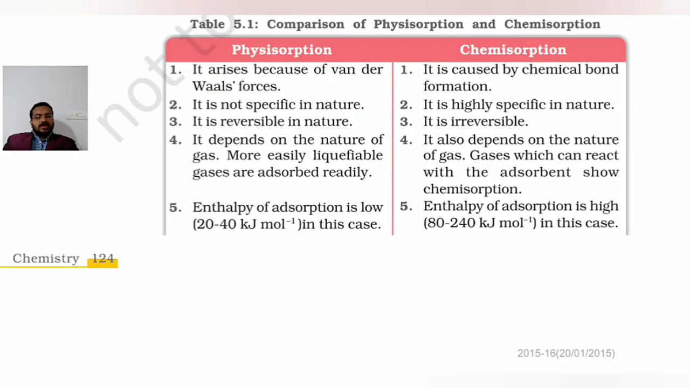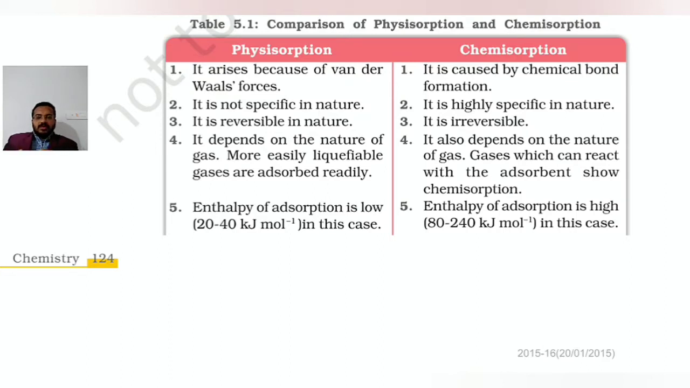Highly liquefiable gas will be readily adsorbed. What about chemisorption? Chemisorption also depends upon the nature of the gas. Gases which can react with the adsorbent show chemisorption. So chemisorption, we know, is a result of chemical bonds. So a particular gas that is able to form a bond with the adsorbent can be adsorbed by the process of chemisorption. That is the fourth one.